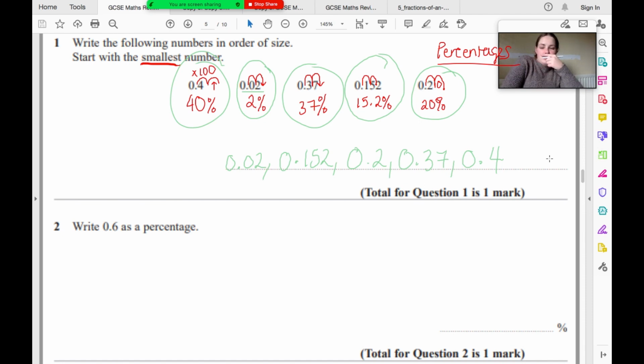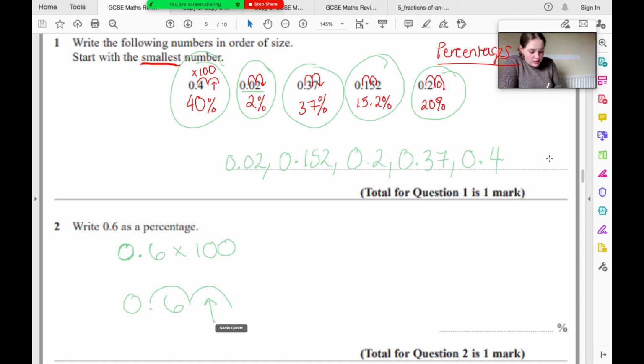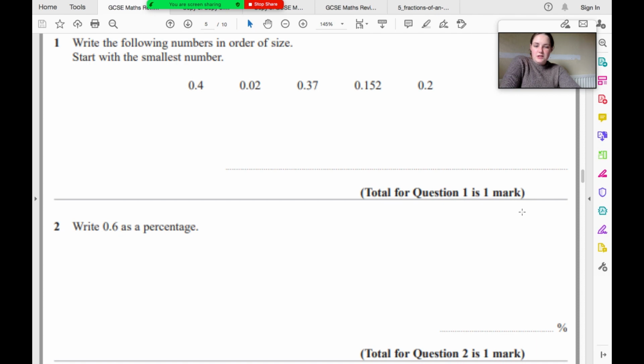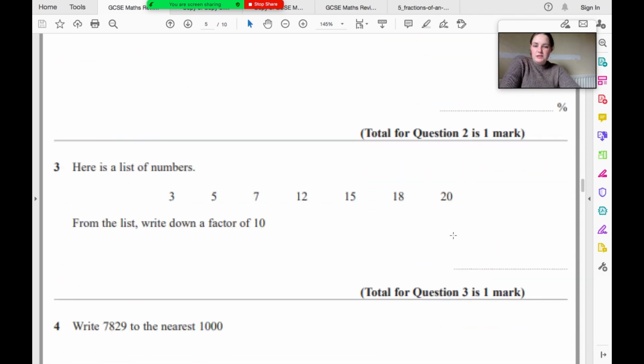When you change something into a percentage, we're just going to times it by 100. So we're going to do 0.6 times 100, which means we're just going to move our decimal place twice. It's got an empty space, so a 0 would go there. So it would actually be 60, so 60%. Okay? Right, we're almost repeating ourselves too many times, so let's see what we've got next.